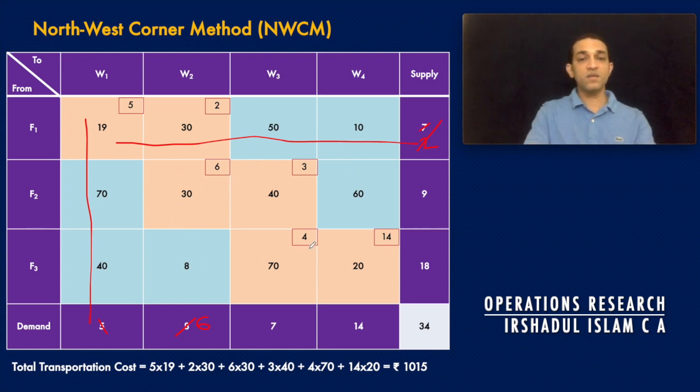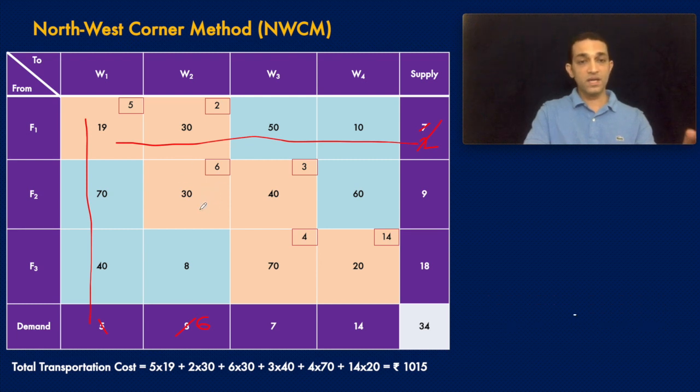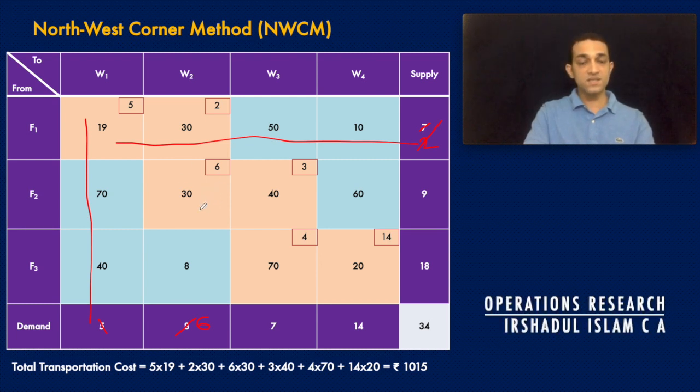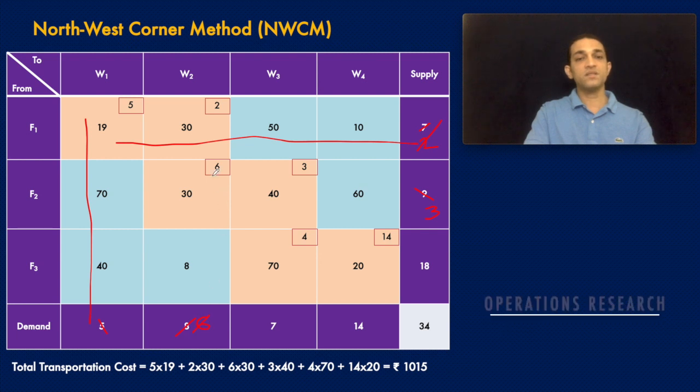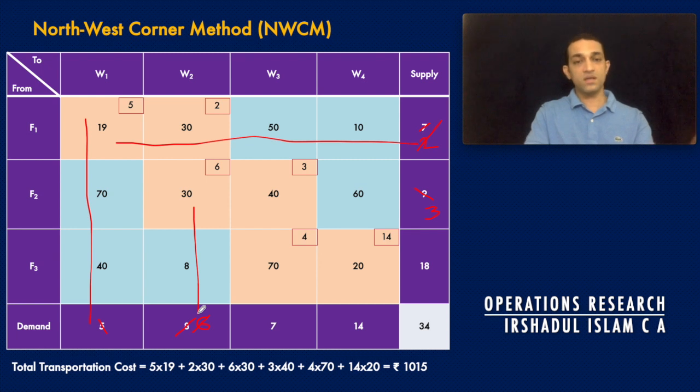Now this is the remaining part. The northwest corner will be this cell. So try to allocate maximum in this cell. The warehouse requires 6 units and we have a supply of 9 units. No issues. So we will give that 6 units here and fill this demand, and this column will be removed. So we have the remaining portion like this. This is the northwest corner, and we will allocate.